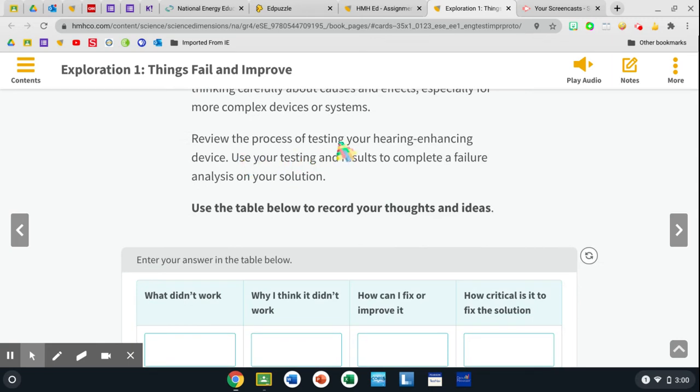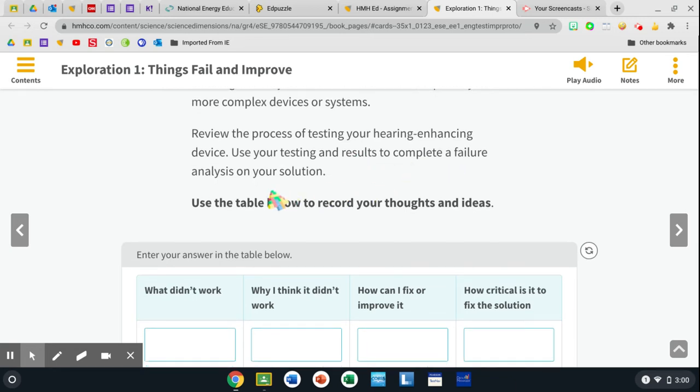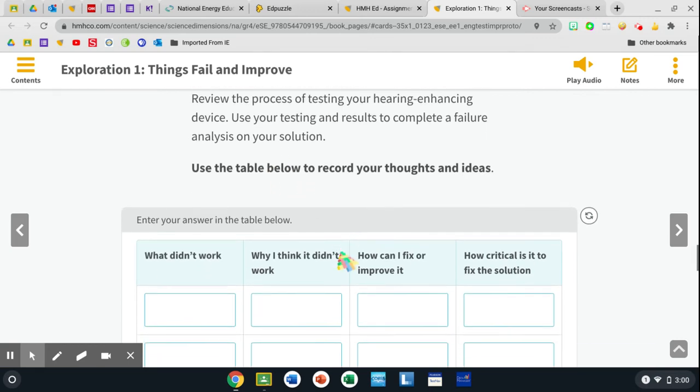So it says review the process of testing your hearing enhancing device. Use your testing and results to complete a failure analysis on your solution.